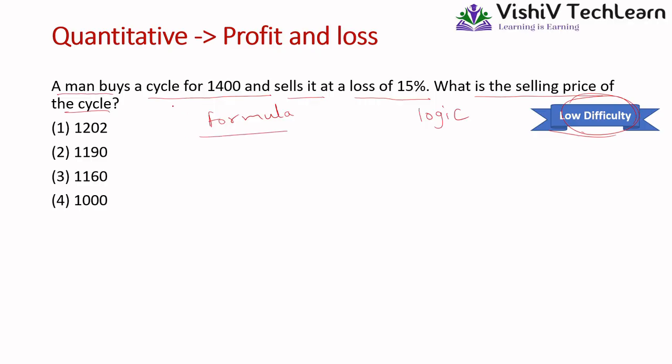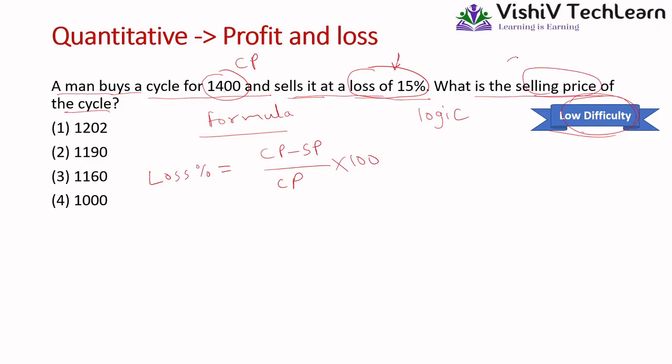Here we are talking about loss percentage. The formula for loss percent is equal to loss, which is CP minus SP, divided by CP, because we will be comparing this loss with CP, multiplied by 100. Now here, this 1400 is what? He is buying a cycle for 1400, so this must be CP, and he sells it at a loss of this, so this is the loss percentage, very clear. And we have to calculate the selling price, which is SP.